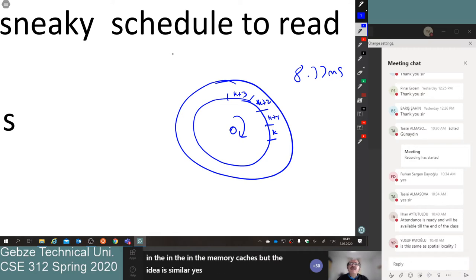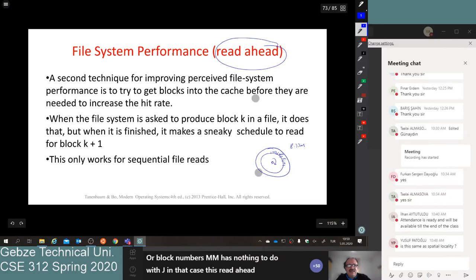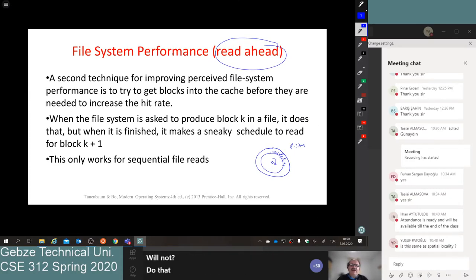Yes. What if I am not reading a sequential file? Let's say I read block number K, then I will read block number K plus 100, or block number M. M has nothing to do with K. In that case, read ahead will not give me any advantage. Sometimes it might hurt my performance. So how do I prevent this performance issue? Maybe I should know which files are sequentially read.